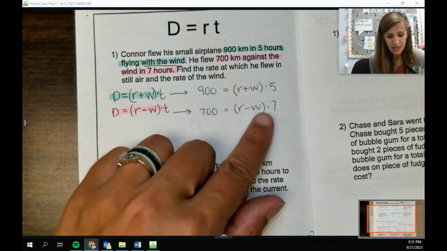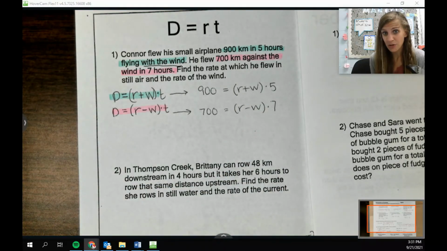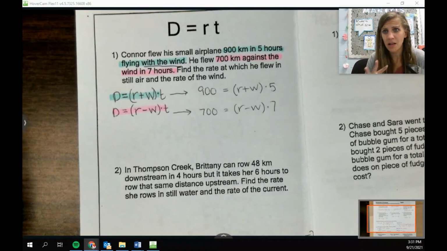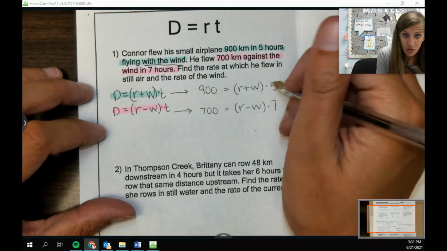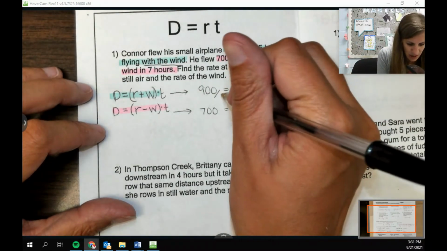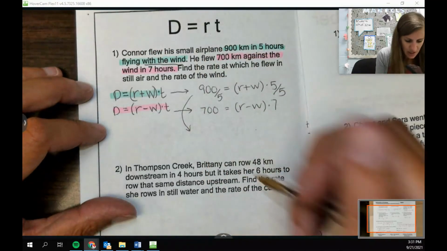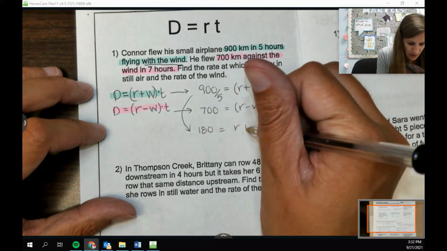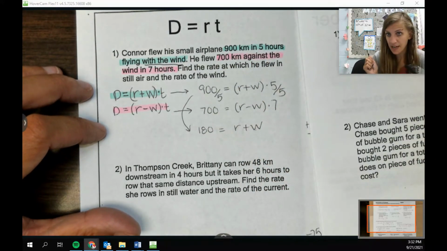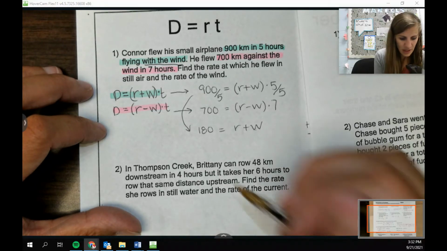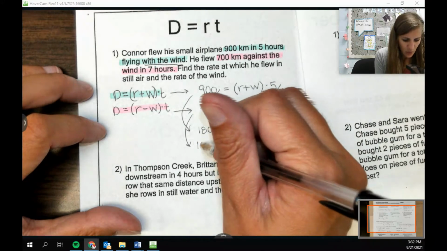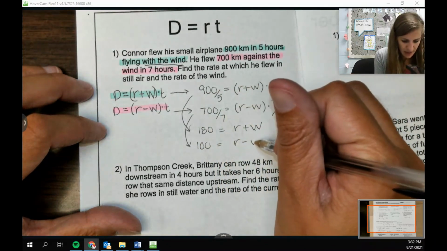And the very tempting thing here, whenever I see parentheses, I feel like I want to distribute, but don't distribute. Because I also notice it's set up real good for elimination. But if I distribute, I'm going to muck it all up with my numbers. So instead of distributing, I'm going to divide the 5 on both sides. And so this brand new equation now will be 180 equals r plus w. No parentheses needed because I divided the 5 away. And similarly on the bottom, I'm going to divide that 7 away to not muck it up. So 100 equals r minus w.